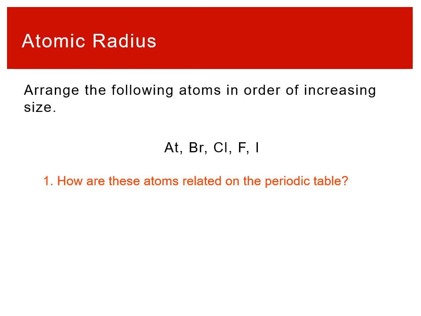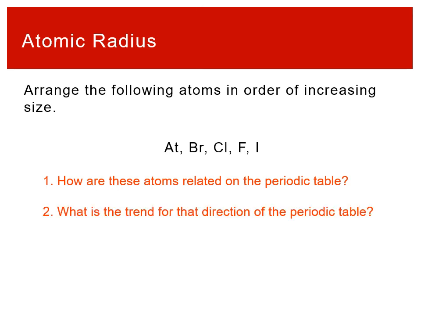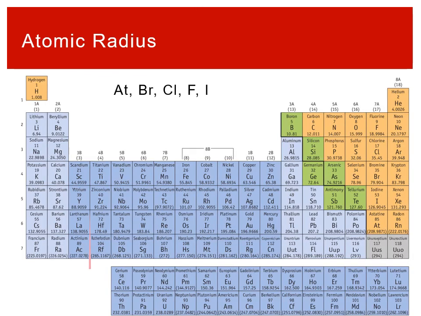In order to do that, we're really going to be asking how they are related on the periodic table. This is a periodic trend, so if we know how they're related on the periodic table, we can figure out how their size is related, because once we know how they're related, we know the trend for that direction. So I have At, Br, Cl, F, and I. If I want to look for these on the periodic table, they are the halogens. So this is astatine, bromine, chlorine, fluorine, and iodine.